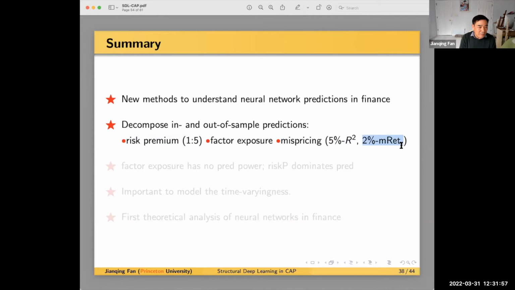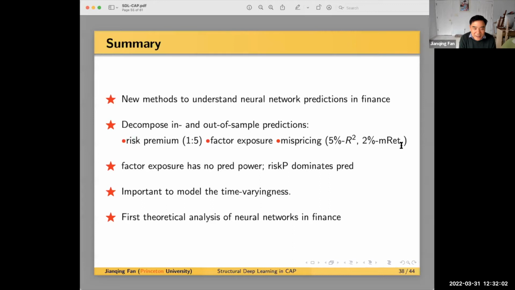Factor exposure, as we said, has no prediction power. So the risk premium dominates. So if you remove the factor exposure component in your forecasting, you'll improve. We also see it's important to model each component with time varying, and we provide the theory to analyze neural network in finance. With this, thank you very much.